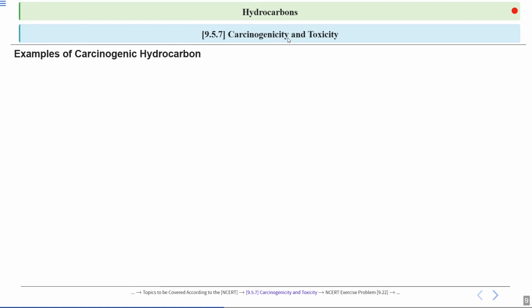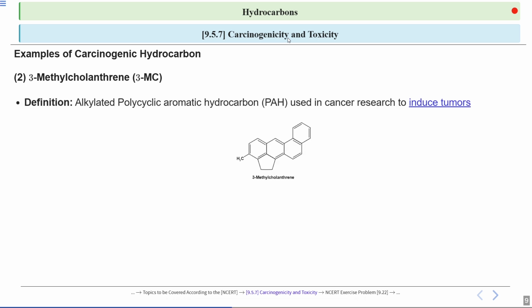Now, continuing further with the examples of carcinogenic hydrocarbons, next we have 3-methylcholanthrene, often abbreviated as 3MC. This is a specific type of hydrocarbon with a complex ring structure. Notice the name: methyl means it has a CH3 group attached, and cholanthrene refers to its multi-ring system. We will see why this structure is important for its biological activity.